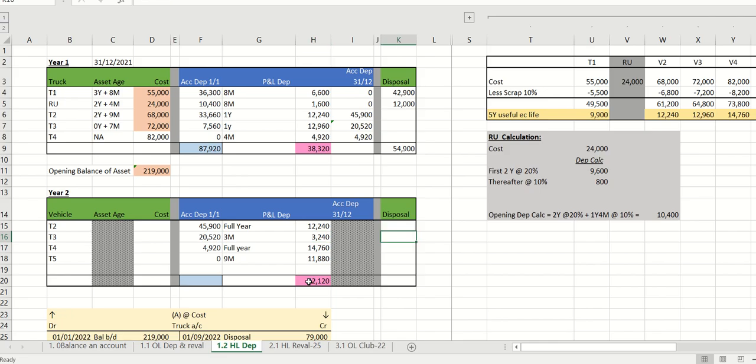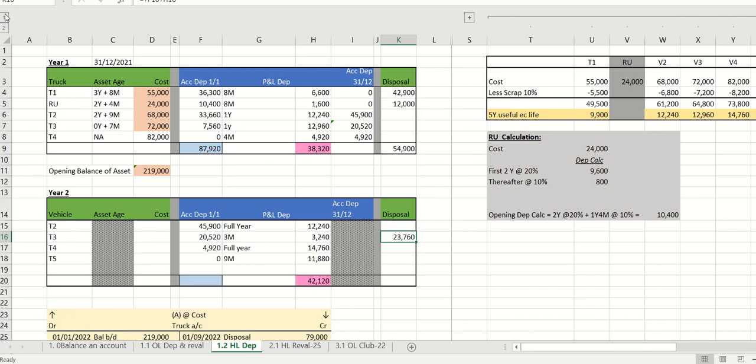Now, for our disposal situation, we're getting rid of truck 3. So we had an opening depreciation and we had a P&L dep number. So the total depreciation in relation to truck 3 is 23,760, and you're going to need that when we're doing our disposal, when we do our double entry.